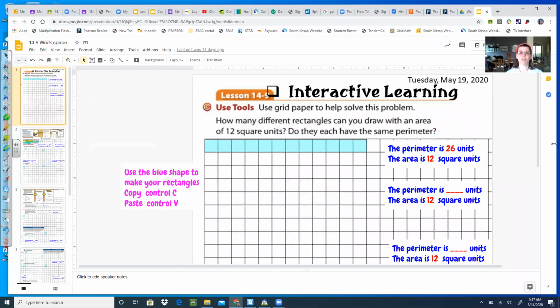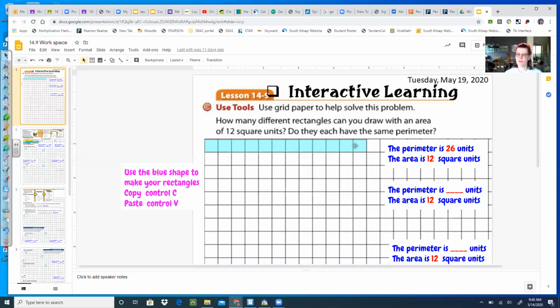For the interactive learning, use grid paper. I gave you grid paper. How many different rectangles can you draw with an area of 12 square units? Do they each have the same perimeter? I pre-did one for you. Let's count and make sure I didn't mess up. 1, 2, 3, 4, 5, 6, 7, 8, 9, 10, 11, 12. So 12 times 1 is 12. There's my area. I already did the perimeter on this one also. 12 plus 1 is 13, and the other two sides would also be 13. 13 plus 13 is 26. So I figured that one out for you.